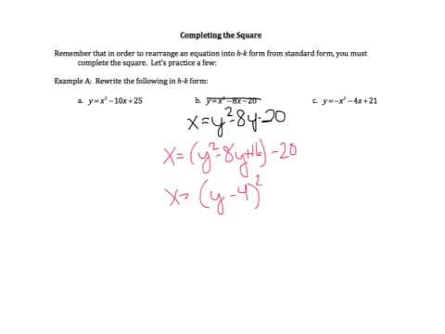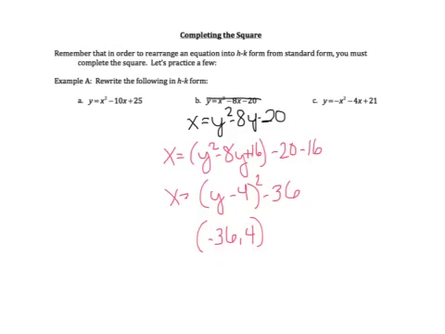And then since I added 16, I'm now going to subtract 16 to keep my equation balanced, and I get minus 36. So if I had to find my vertex for this, which is kind of the point of putting it into vertex form, then it would be negative 36, comma 4. Let's take a look at C.